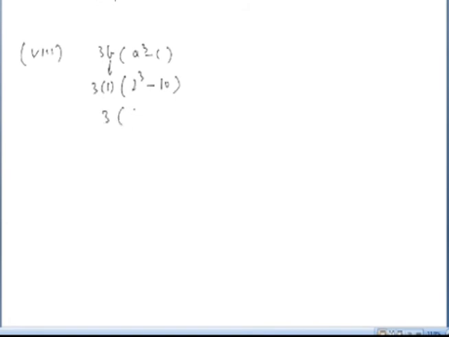2 cube means 8 minus 10. Okay, just here 2 cube. 2 cube means 2 into 2 into 2. 2 twos are 4, 4 twos are 8. So 3, 10 minus 8 is 2, so 3 times 2 is 6 minus 6. Okay.